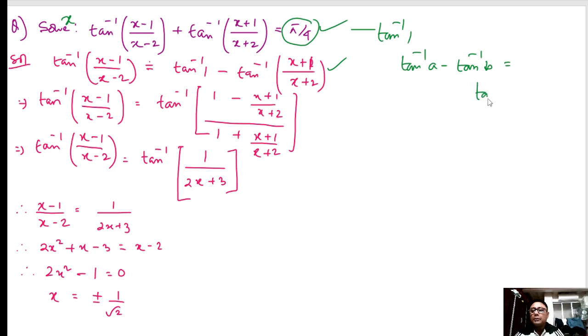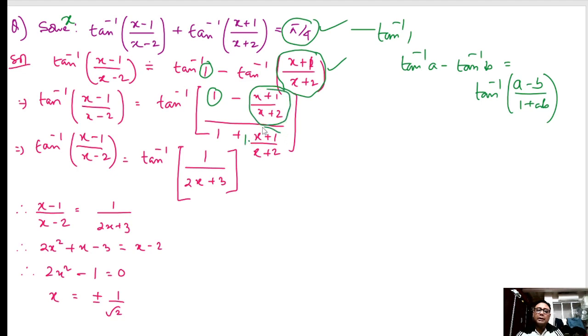So we are using this formula: tan inverse A minus tan inverse B is tan inverse of (A minus B) by (1 plus AB). So we are using tan inverse (A minus B) by (1 plus A into B). Okay, solving it we get this. Now tan inverse cuts from both sides, so it is this, and on solving we get this is the answer.